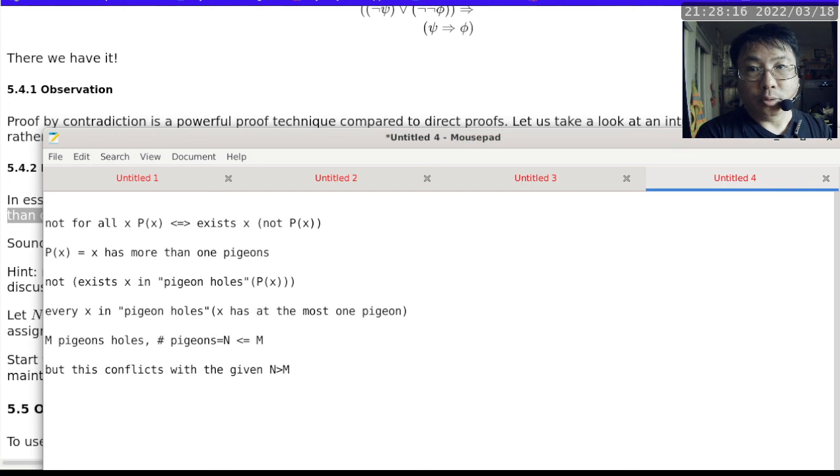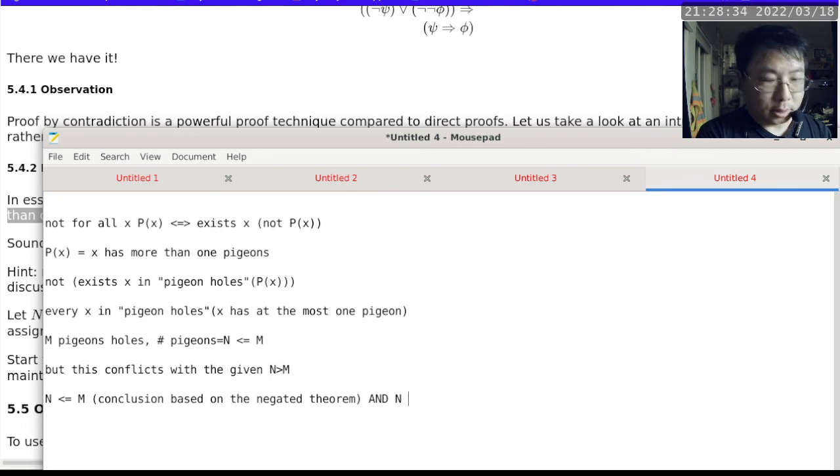So to make this more formal, now we can say n is less than or equal to m, which is a conclusion based on the negated theorem, and n is greater than m, which is from our iota, is false.